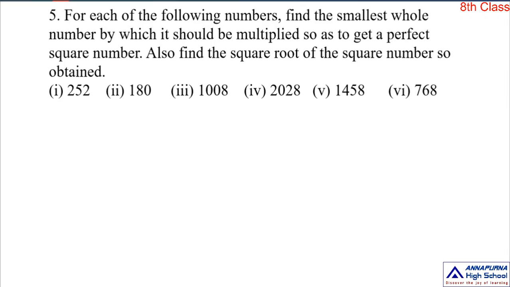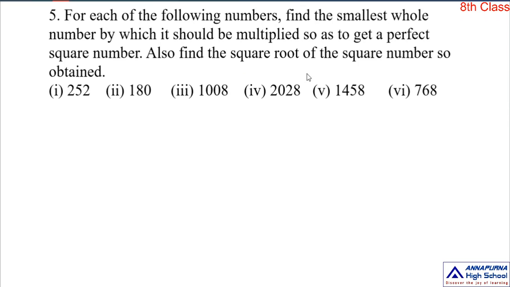In this video, I'm going to explain the remaining sums in exercise 6.3. Okay, so everyone open the textbooks and your running notes. And let's see the fifth one. For each of the following numbers, find the smallest whole number by which it should be multiplied so as to get a perfect square number.